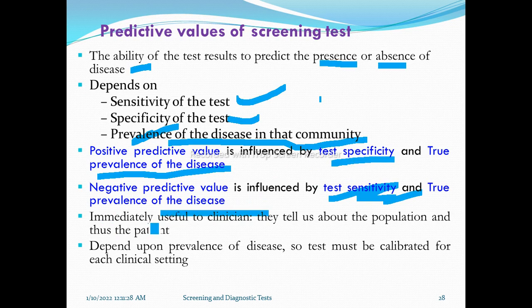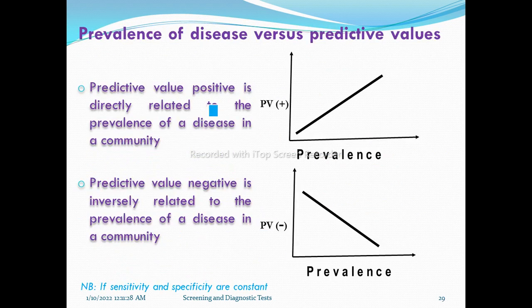Predictive value is immediately useful to the clinician. Validity is not directly or immediately useful for clinicians, whereas predictive value is immediately useful for clinicians or health professionals. They tell us about the population and thus the patient, and depend upon the prevalence of disease. So the test must be calibrated for the clinical setting. So this is about predictive value, prevalence of disease and predictive value.